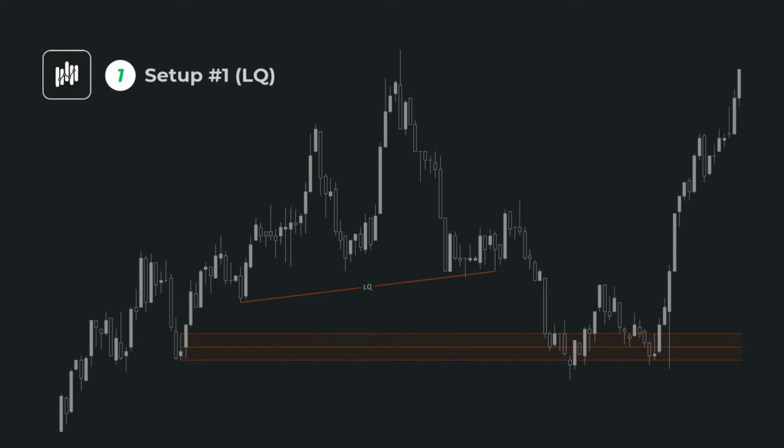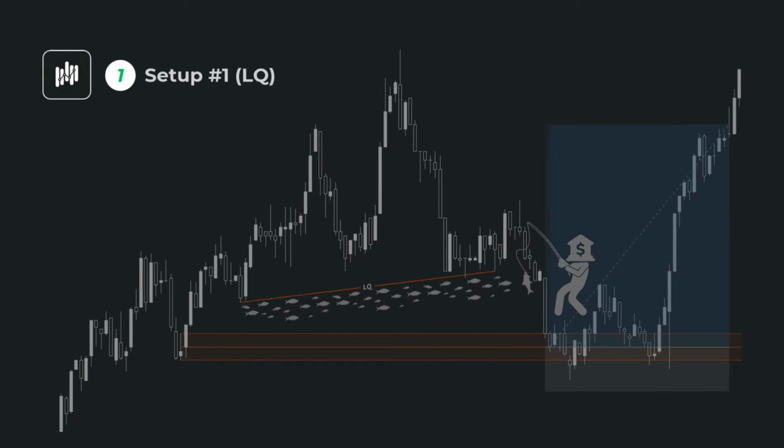Now, here's the interesting part. When the price finally reaches our desired order block, it consumes all that accumulated liquidity, essentially refueling itself to make a strong reaction to the order block and begin the main movement of the market.